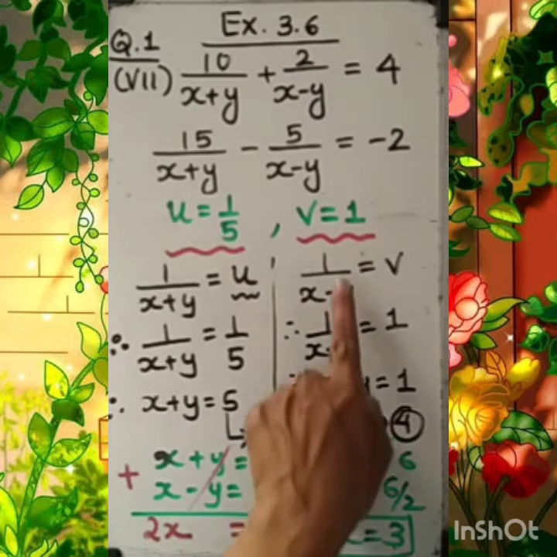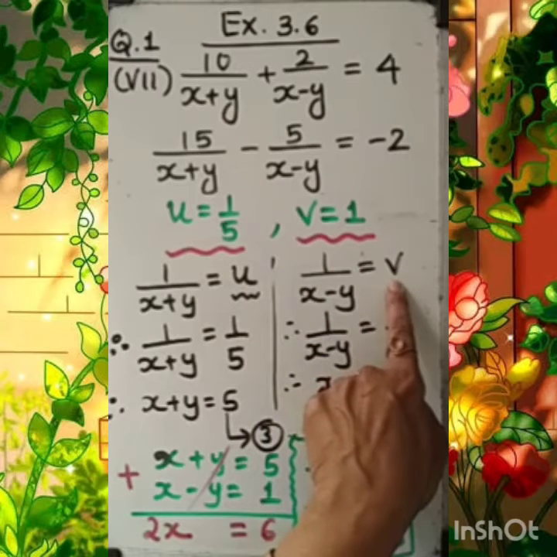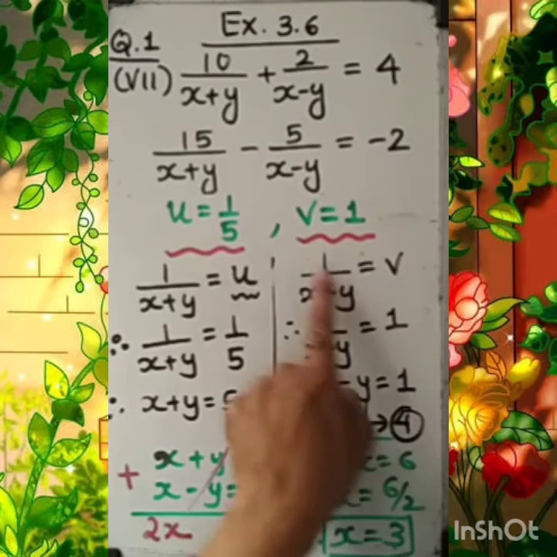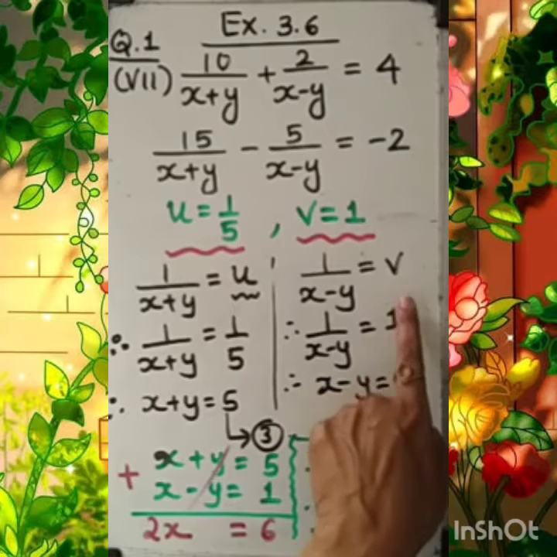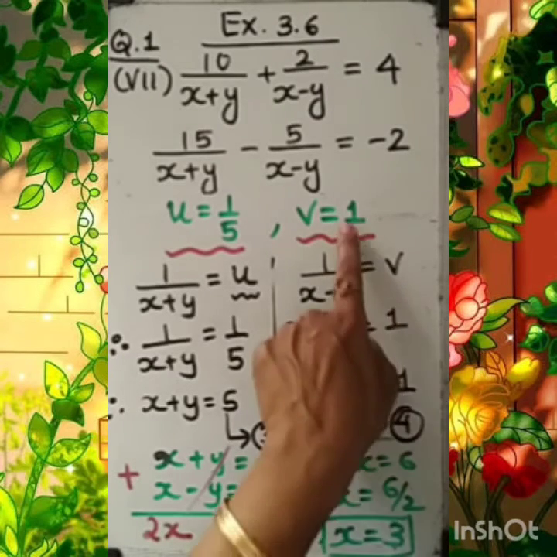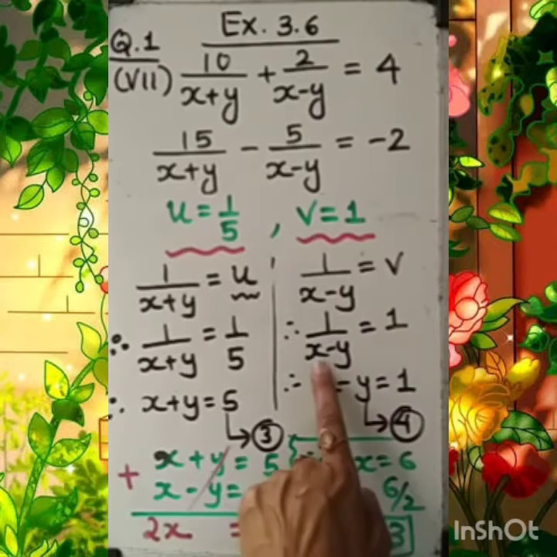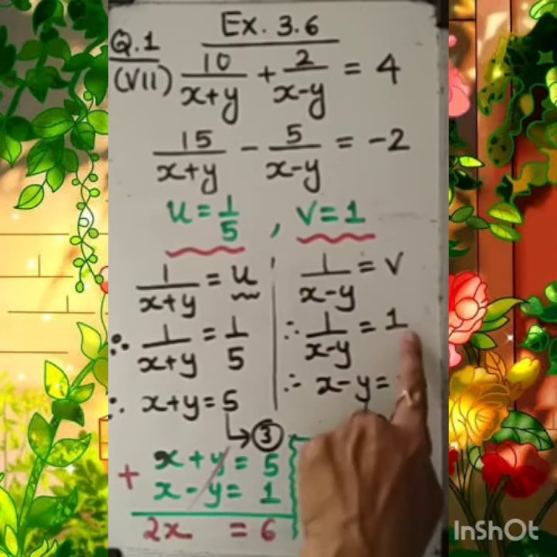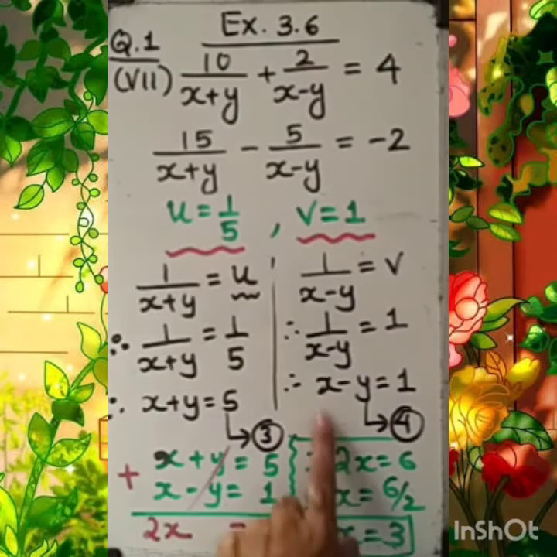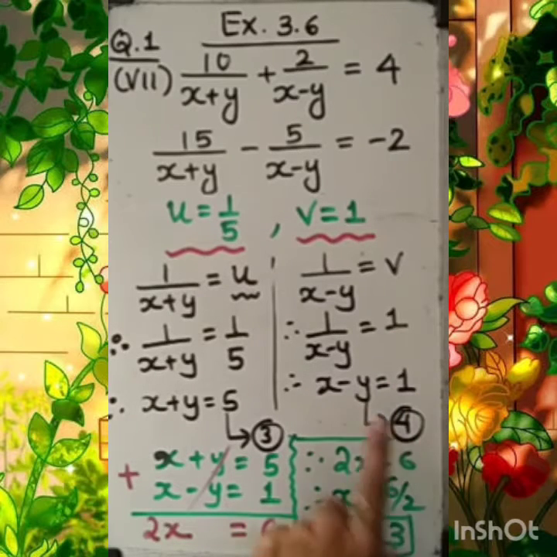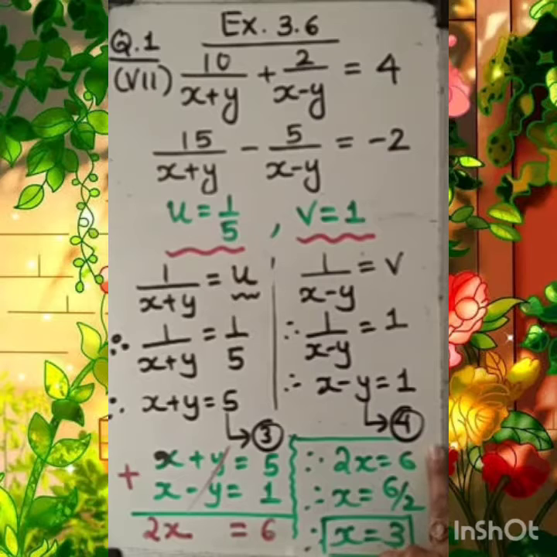Similar procedure I am applying for the variable v also. For v, we have assumed 1 upon x minus y is equal to v. So I am putting the value of v, that is 1, here. So 1 upon x minus y equal to 1, cross multiplication, because 1 upon 1 is 1. So x minus y equal to 1. Let me call this equation number 4.